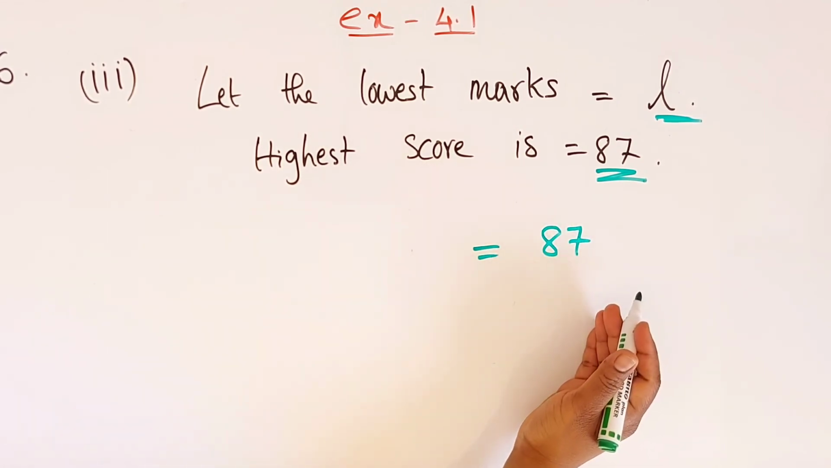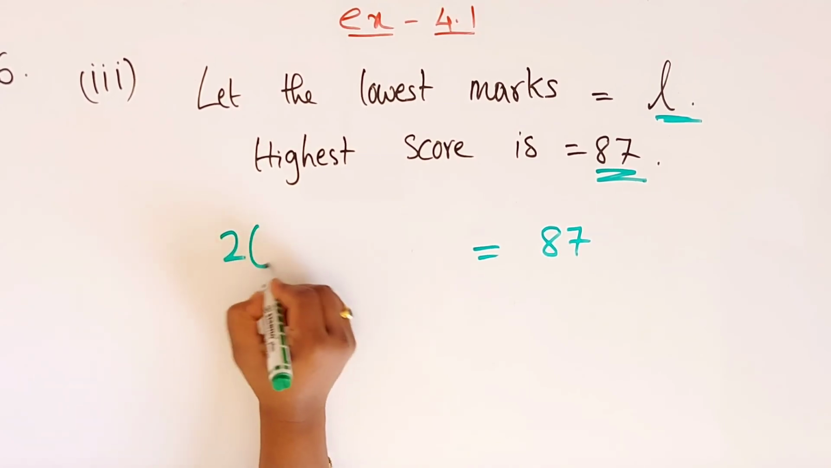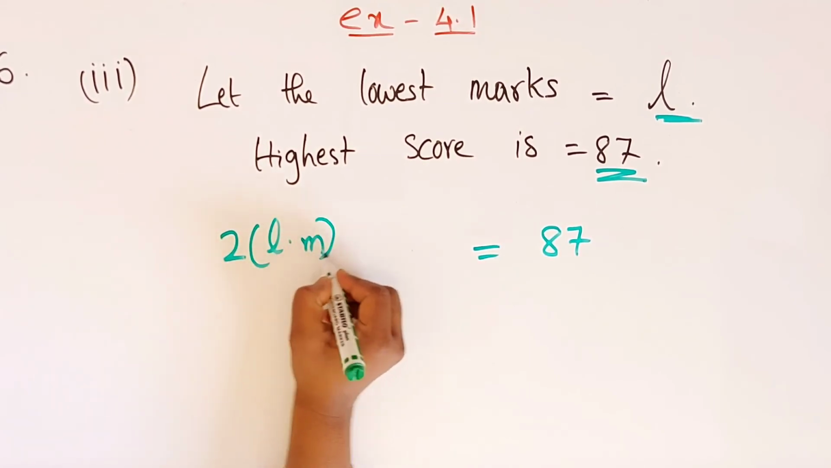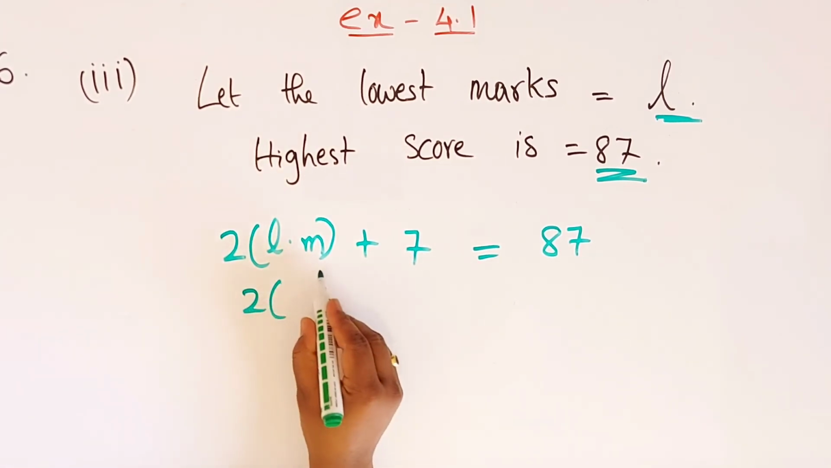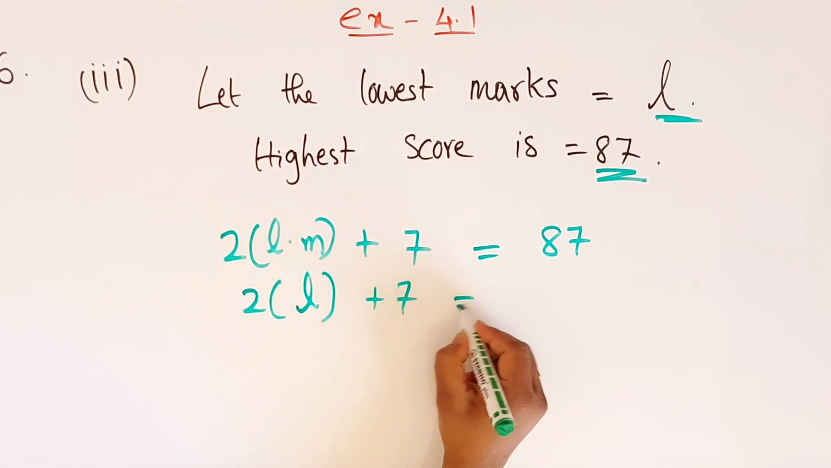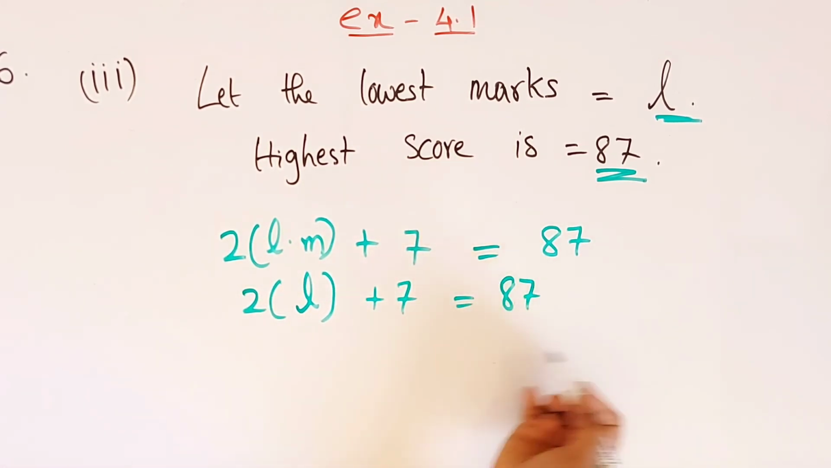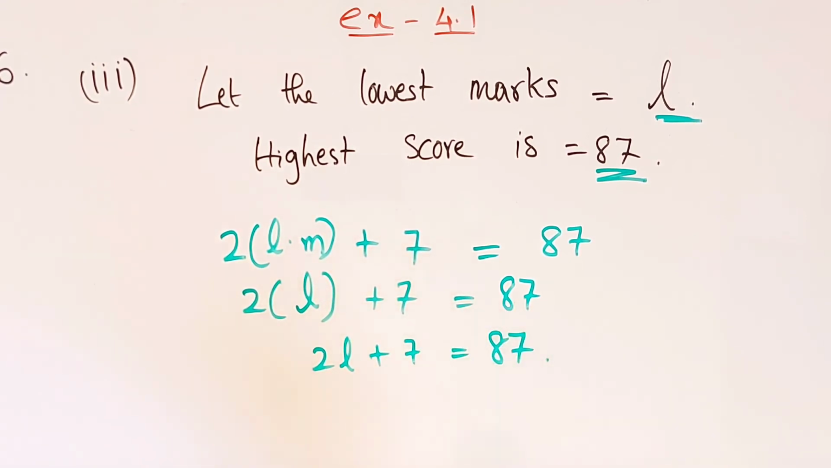That is twice the lowest mark. Twice, that means 2 times of lowest mark plus 7. Simple. 2 times of what is lowest mark? Here we have taken as L. Plus 7, that is highest mark. 87 already given. So 2L plus 7 equal to 87 is the equation children.